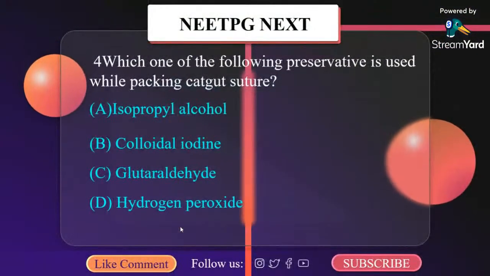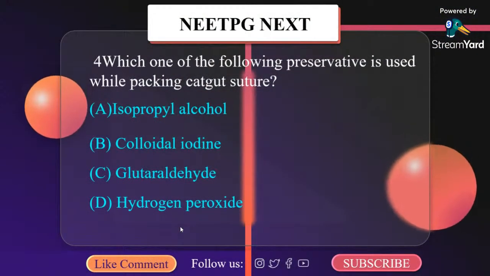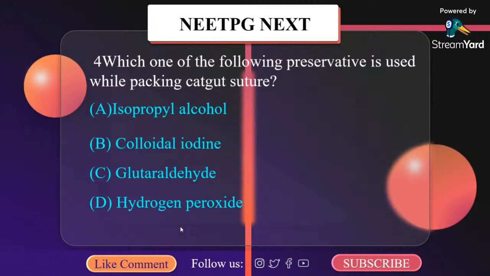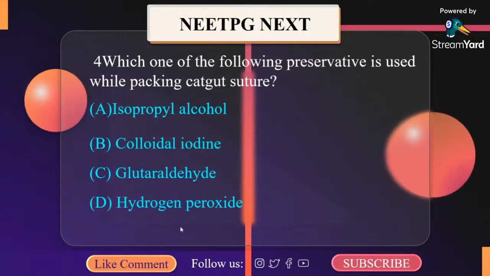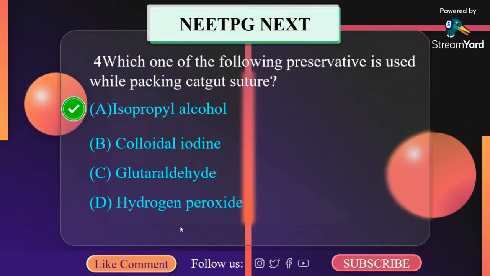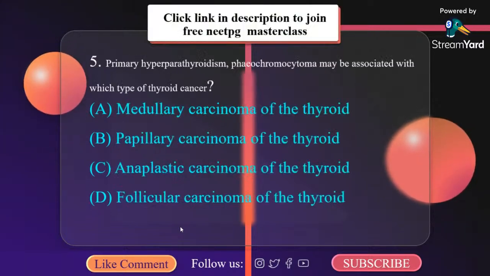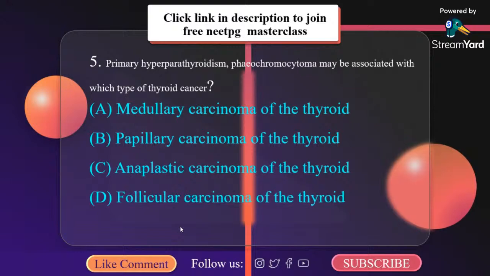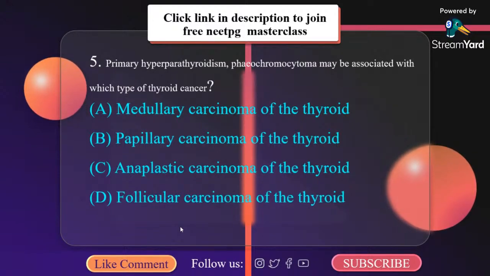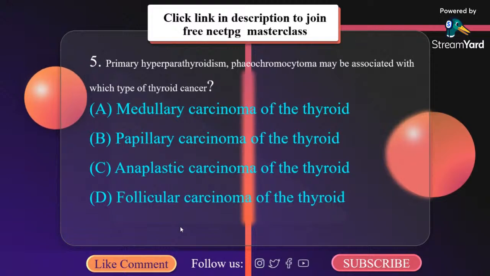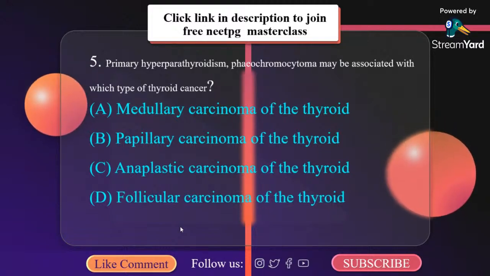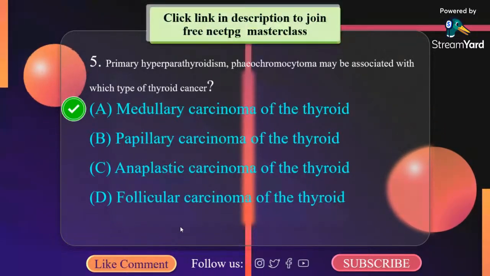Which one of the following preservatives is used while packing catgut suture? A. Isopropyl alcohol, B. Colloidal iodine, C. Glutaraldehyde, D. Hydrogen peroxide. It is isopropyl alcohol. Primary hyperparathyroidism and pheochromocytoma are associated with which type of thyroid cancer? A. Medullary carcinoma of thyroid, B. Papillary carcinoma of thyroid, C. Anaplastic carcinoma of thyroid, D. Follicular carcinoma of thyroid. It is medullary carcinoma of thyroid.